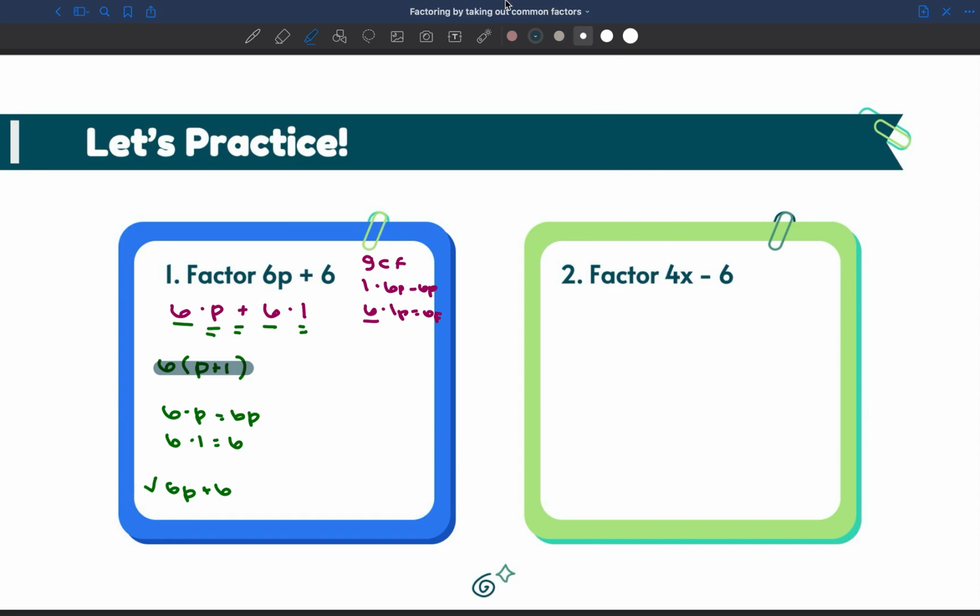Looking at number 2, it says factor 4x minus 6. If you want to go ahead and stop the video, try factoring on your own, and we'll come back and see if we have the same exact answer.